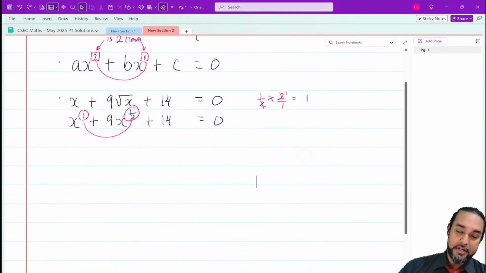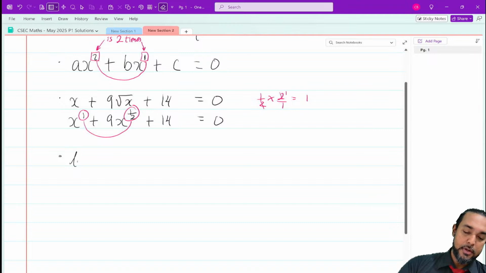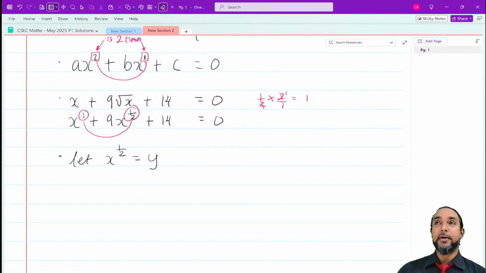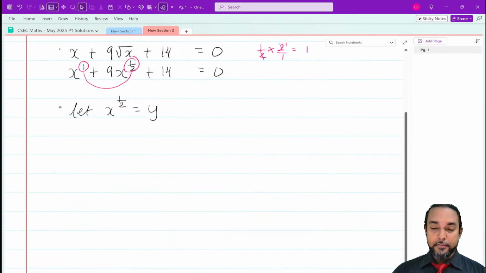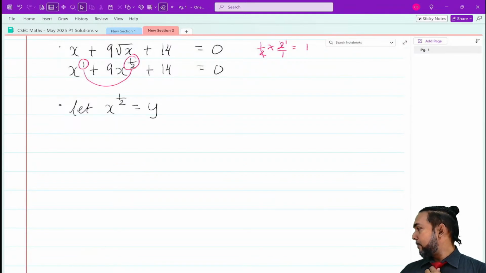Now what does that mean? What that means is we could make a substitution. We could say, let x to the power of 1/2 equal to, now usually we just choose y. It's the easiest. You could use a, just don't use e or i, because e and i have specific values in mathematics.